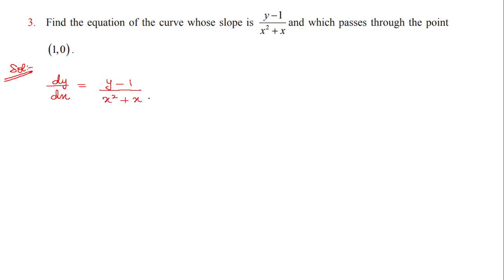So in order to find the equation, what methods do we know? We know one is the variable separable method, the other is the substitution method. Here, can we separate the variables? Yes, it is possible. The numerator is just a function of y and the denominator is just a function of x. So we can cross multiply these two, so we will have dy by (y minus 1) is equal to dx by (x square plus x). Now we have separated the variables.